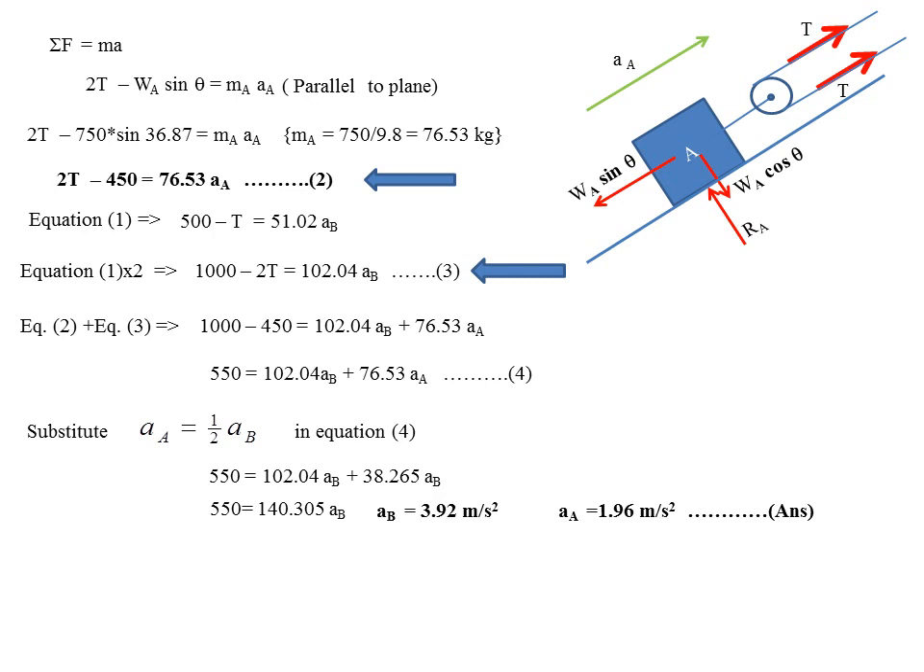Now if we substitute this value in equation 2 or in equation 3, I am substituting in equation 2, which is 500 minus T. Sorry, I am substituting actually in equation 1. It is not equation 2. You can substitute in equation 2 also; you will get the same value of T. I am substituting in equation 1: 500 minus T equal to 51.02 into 3.92. Then we will get the value of T as 300 Newton.